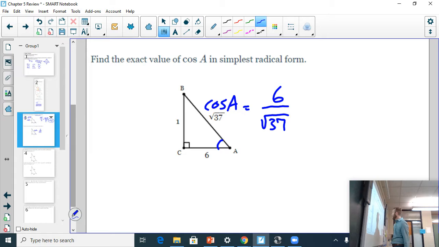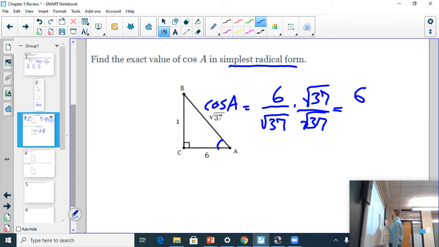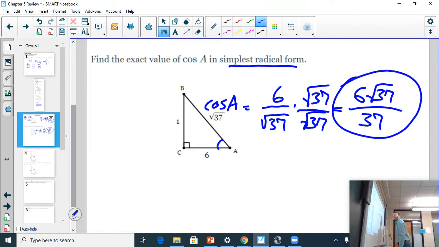Right. And then from there, it says simplest radical form. So we need to get rid of that square root of 37. And we multiply the top and bottom by the square root of 37. 6 times the square root of 37. The square root of 37, nothing nice comes out of that like the previous one. And then on the bottom, we just have 37. And so that's what Delta Math is going to want.